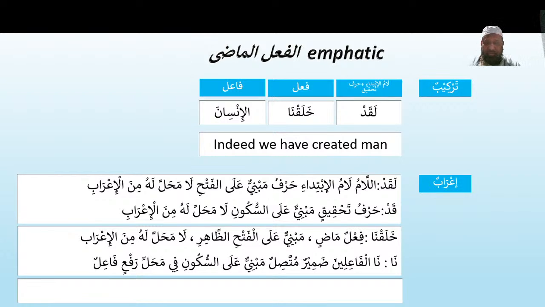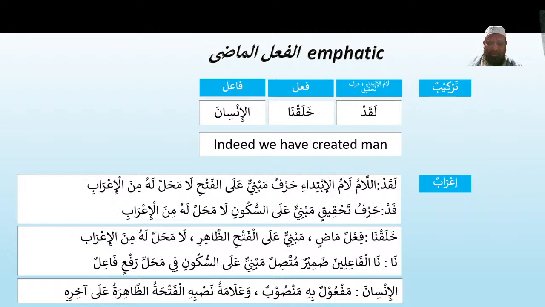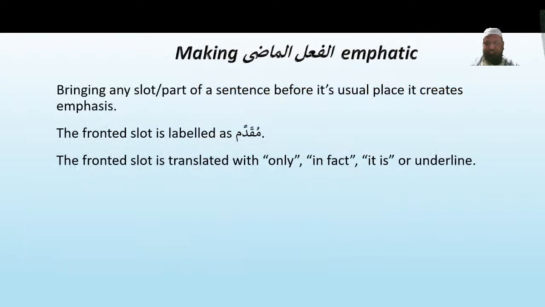خلقنا, we've done this many times. فعل ماض مبني على الفتح الظاهر لا محل له من الإعراب. نا الفاعلين: ضمير متصل مبني على السكون في محل رفع فاعل. Then الإنسان مفعول به منصوب وعلامة نصب الفتحة الظاهرة على آخره.